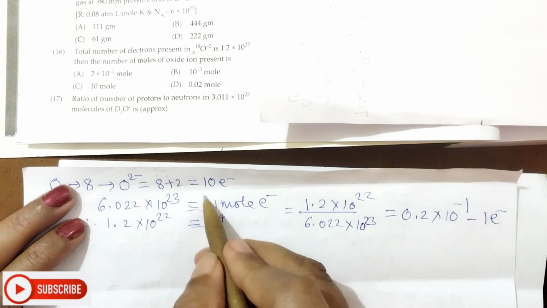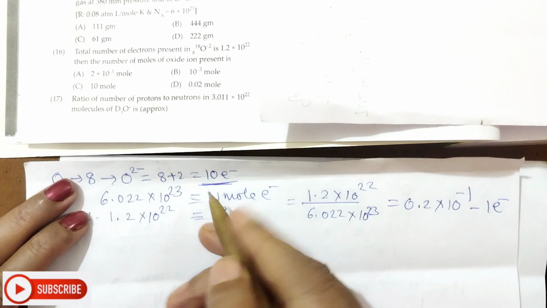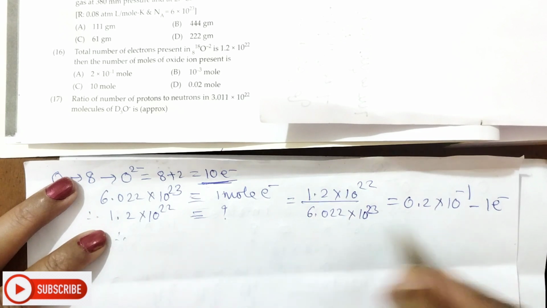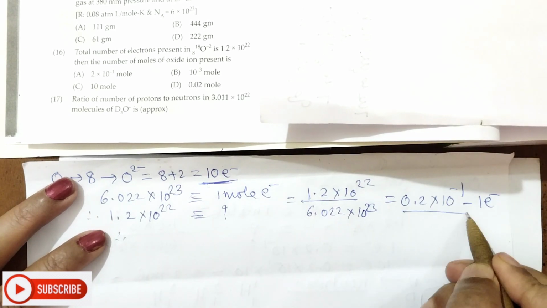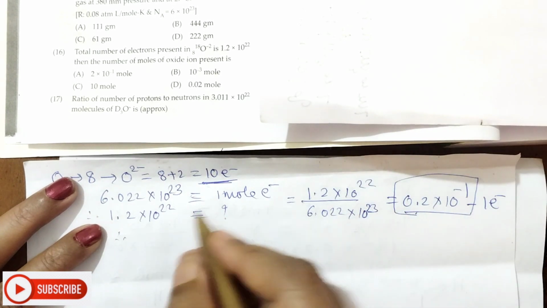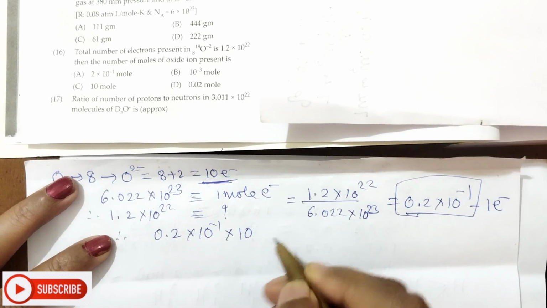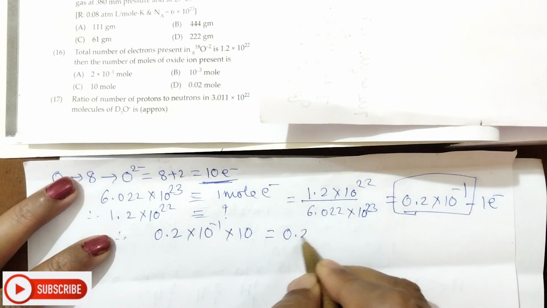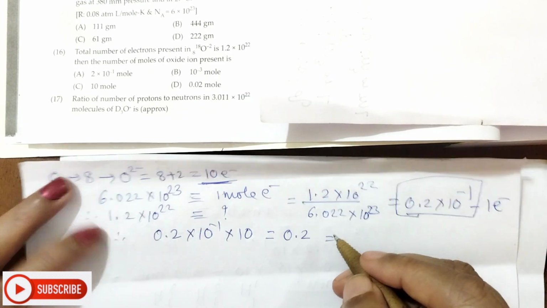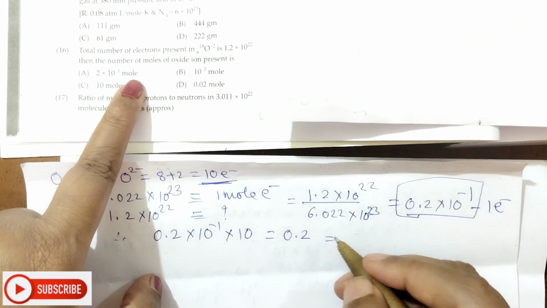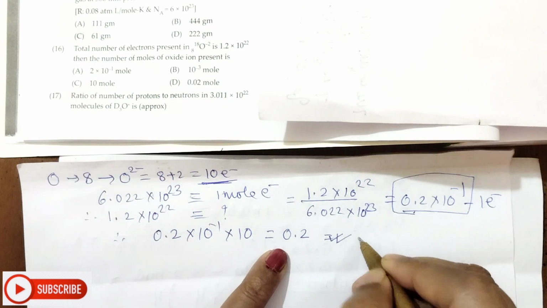Right students? This is for 1 electron. For how many electrons do we have in the oxide ion? 10 electrons. And therefore for 10 electrons, it will be how much? This value multiplied by 10. So it will be 0.2 × 10^-1 × 10. So that answer will be 0.2 mole, or 2 × 10^-1 mole. So the answer here is the first option.